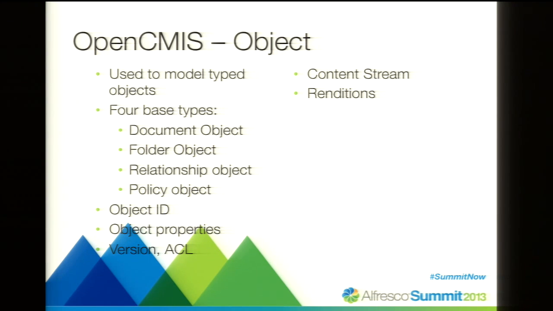The object model is based on four object types: the document, the folder, the relationship, which in Alfresco is named association, and the policy. The policy allows us to manage some cross-cutting features of the repository, in a very similar way to aspects inside Alfresco. And we have the ID, properties, and all the metadata we need to manage the access control list for each content.